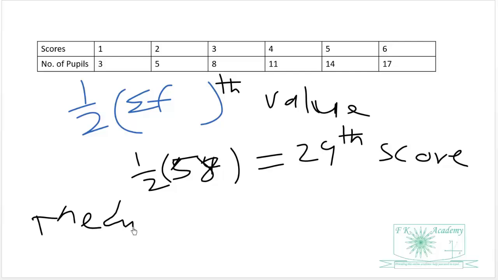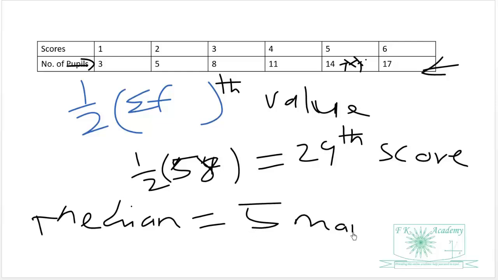So the median score will be equal to, now when we add from here, 3 plus 5, 8, 8 plus 8, we get 16, 16 plus 21, 37, so the 29th score will be here. So it corresponds to 5. The median mark is 5 marks.